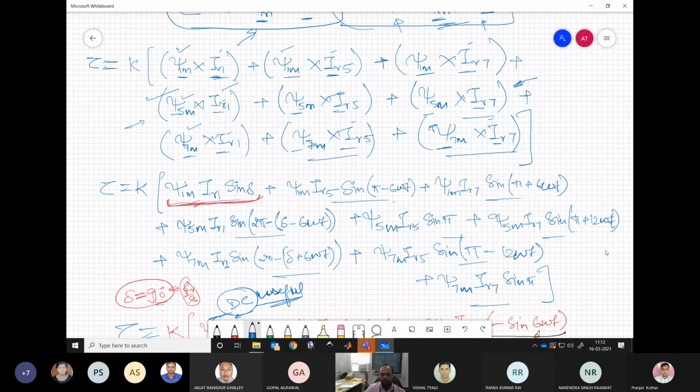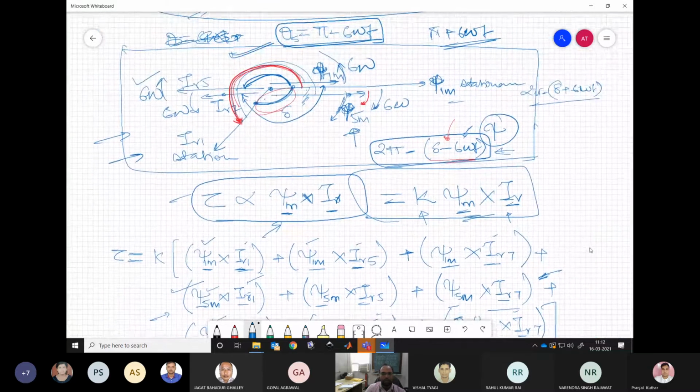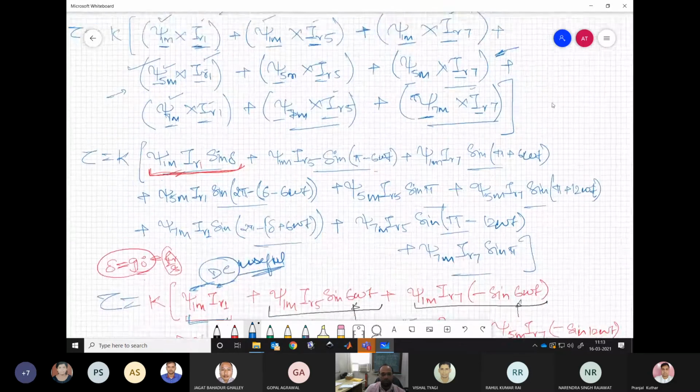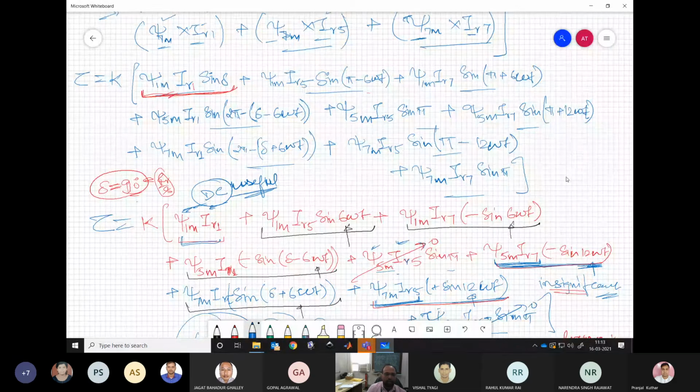And what we have seen is that depending on what angle there is between the two phasor quantities, we can have the cross product value. So let's say the angle between the fundamental flux and fundamental current is a fixed angle delta, which is very close to 90 degrees. So this is our useful torque, which comes as a DC quantity.